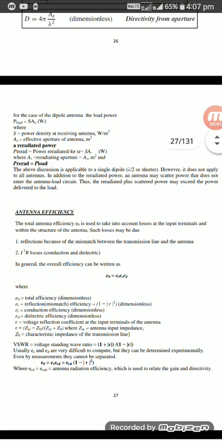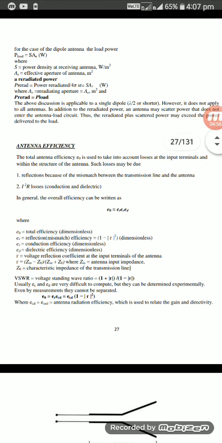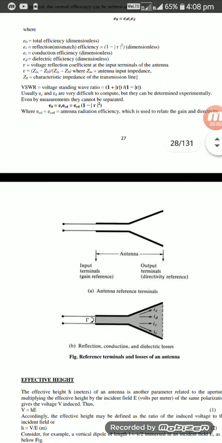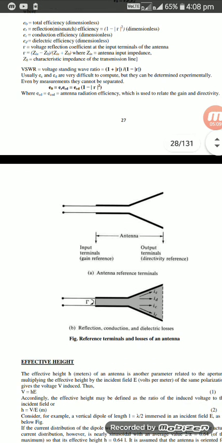Voltage standing wave ratio, VSWR, voltage standing wave ratio equals 1 plus modulus of R by 1 minus modulus of R. So E naught equal ER ECD, equal ECD times 1 minus modulus of R square. The antenna radiation efficiency can be found from the reflection, conduction and dielectric losses of the antenna reflections at the terminals. These are the input and output terminals of the antenna.